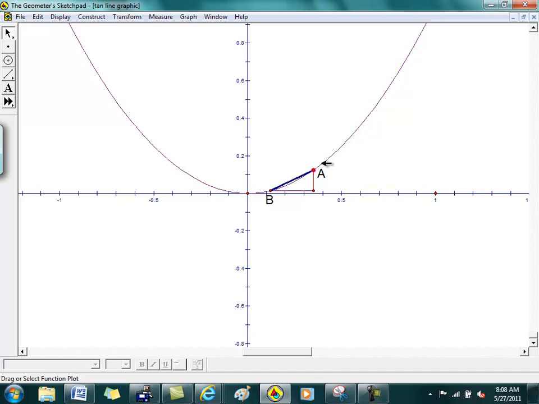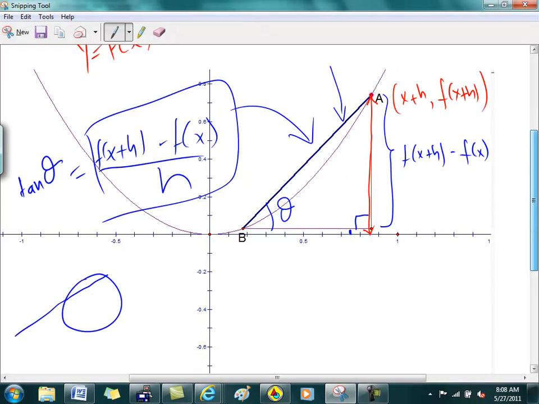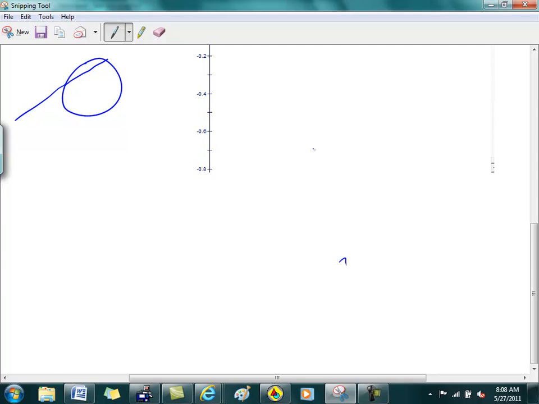Think in geometrical terms. The slope of the secant. Just think about it this way. Here's your secant. Here's another secant. And then all of a sudden it becomes a tangent. So what's a tangent? A line that touches a circle at one place only.